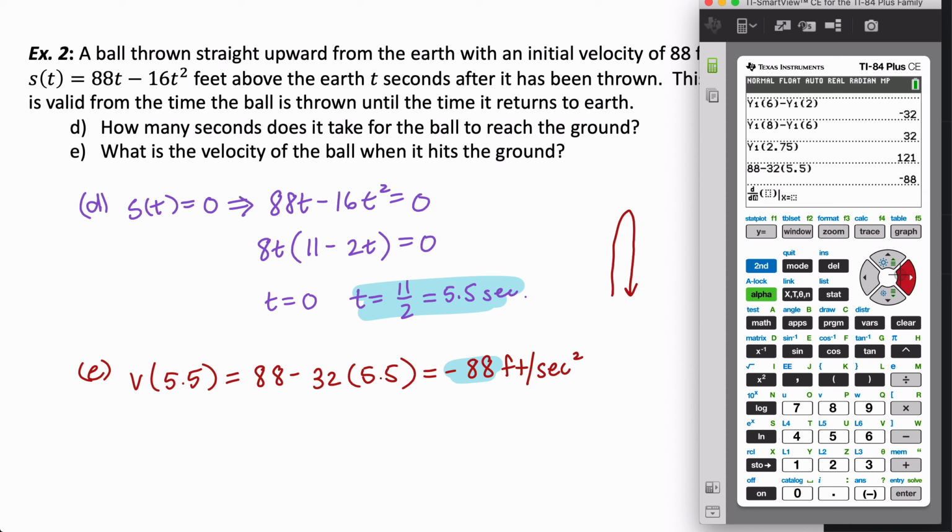So if we just go over here, we can input y1. So alpha trace, choose option y1. And the value that we want to evaluate at is 5.5. Hit enter, and boom, we get the same value. So you can actually calculate the derivative using your calculator that way.